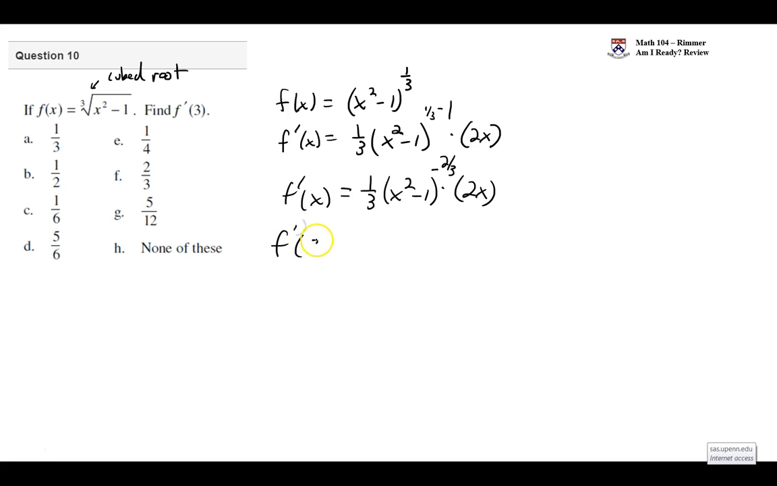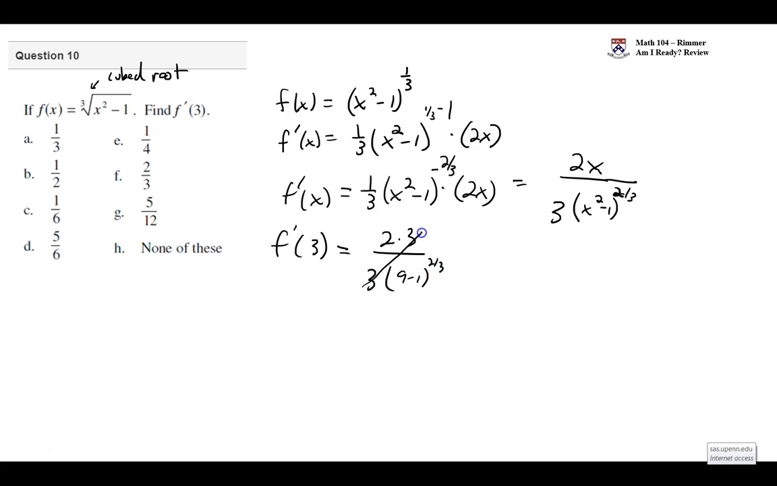We are interested in your derivative at 3. What we could do is call this 2x over 3 times x squared minus 1 to the 2/3. Put it on the bottom. Negative exponents help you with the derivative and the integral, but when it's time to actually evaluate, it's best to have positive exponents. And so we put that -2/3, handle that by putting it on the bottom. So we're talking about 2 times 3 on top of 3 times 9 minus 1 to the 2/3.